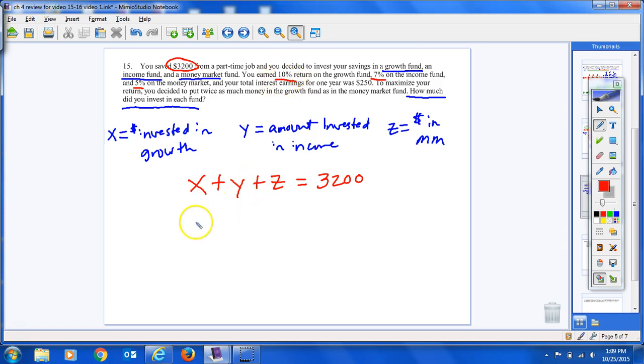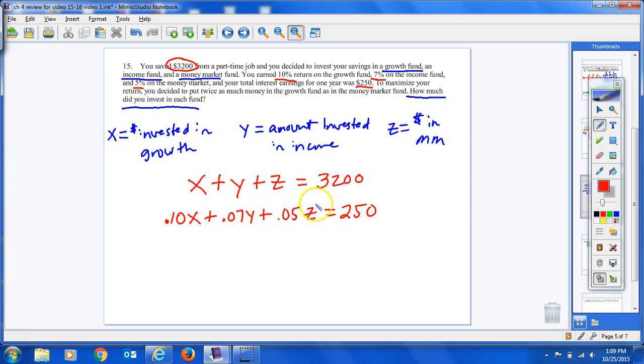Well, we earned 10% times the amount we invested in the growth fund. We earned 7% on the amount invested in the income fund and 5% on the amount invested in the money market, for a total return on our investment, not a whole lot, but something. We got $250 from investing in these 3 funds.